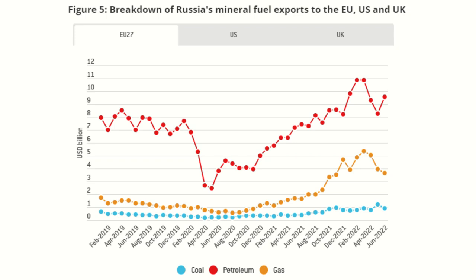In terms of coal exports, the total value is much lower, but has remained stable at around $1 billion. So the reason that I wanted to highlight this is that when the sanctions do kick in, it is likely that all of these revenues will disappear entirely for Russia. And if you look at the situation in June, Russia received $15 billion for all three of these different products directly from the EU. So it's going to lose $15 billion per month.